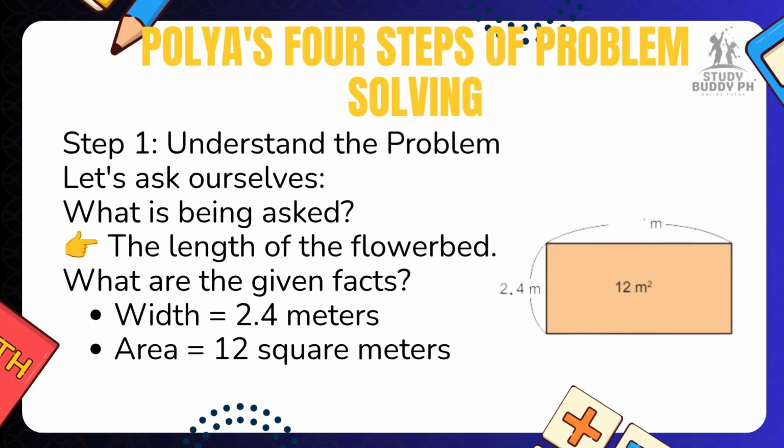Step 1. Understand the problem. Let's ask ourselves, what is being asked? The length of the flower bed. What are the given facts? Width equals 2.4 meters. Area equals 12 square meters.